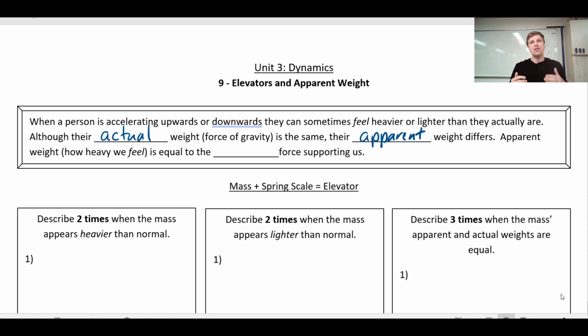Now, how heavy you feel, or your apparent weight, is not the force of gravity. It's actually how much supporting force is being used on you at the time. So we think about that as a normal force. In situations where you feel really light, your normal force is smaller. And in situations when you feel heavy, your normal force is greater.